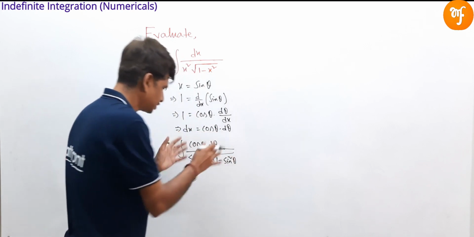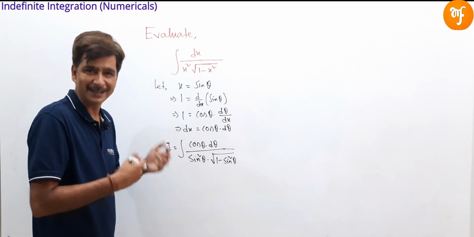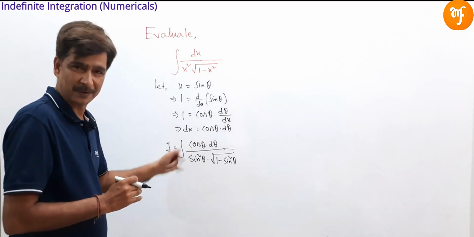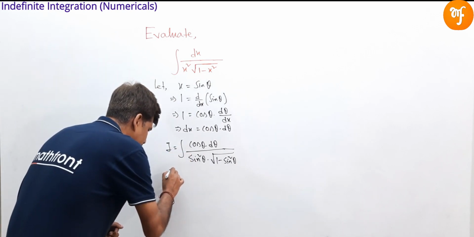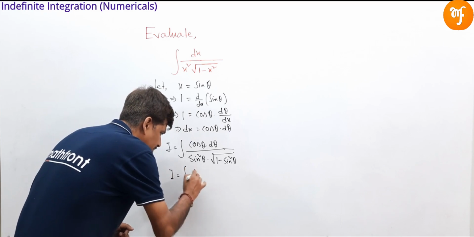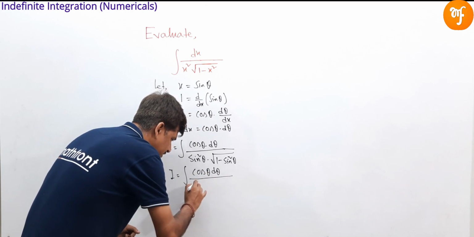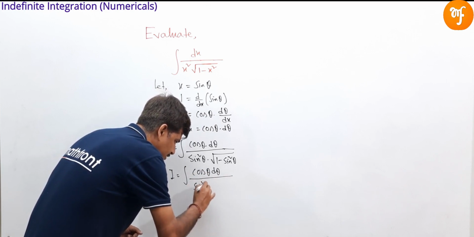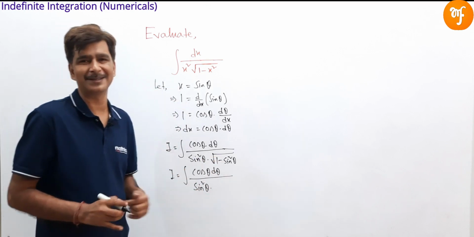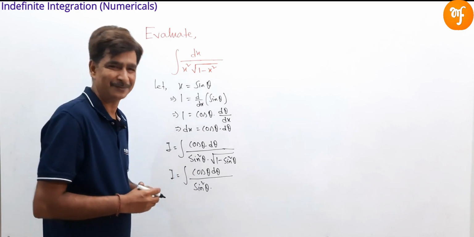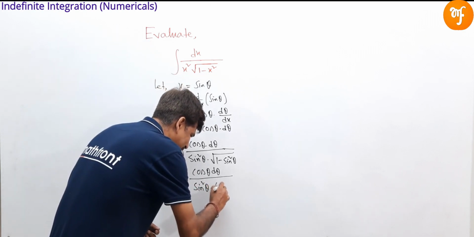Now the whole integration becomes in terms of theta. Okay, now let's simplify it. So I is the integration of cos of theta d theta divided by sine square theta into square root of 1 minus sine square theta, which can be written as cos of theta. So this is cos of theta.